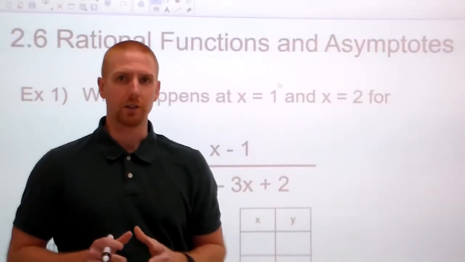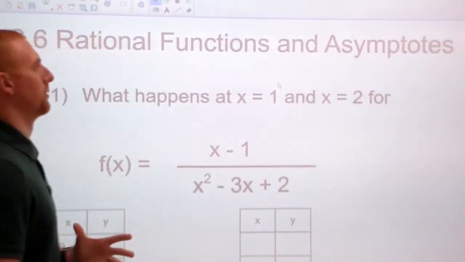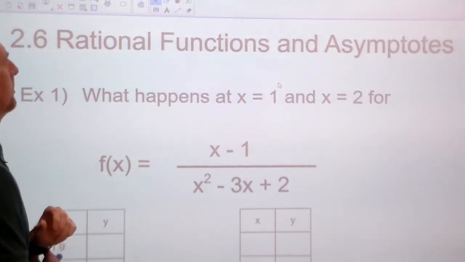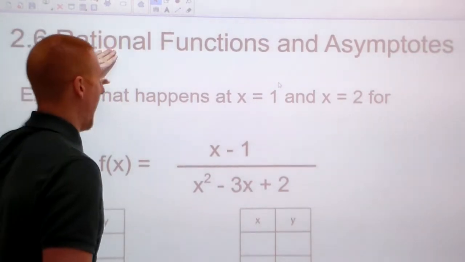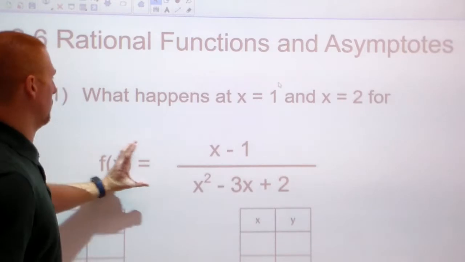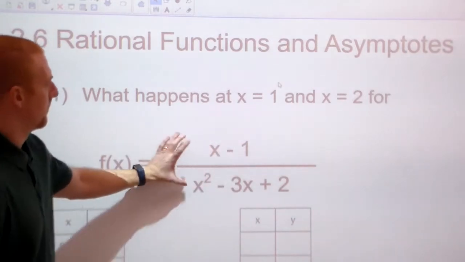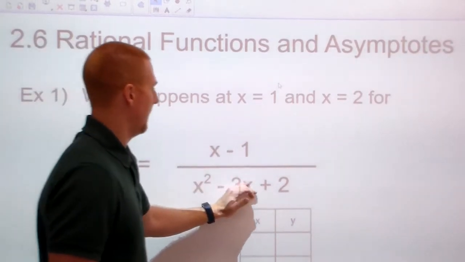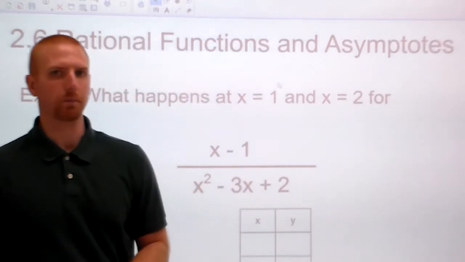All right, today we're going to talk about rational functions and asymptotes. Asymptotes are kind of a side effect of rational functions. Rational just means fraction. So if you look at a function like the one I've got here, f of x, it is a fraction. And the big thing you cannot divide by is 0.